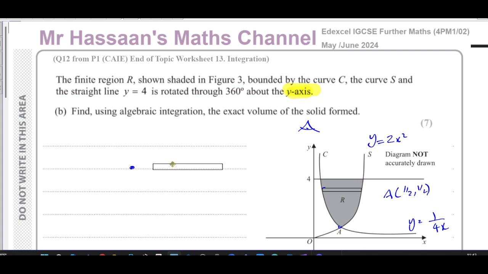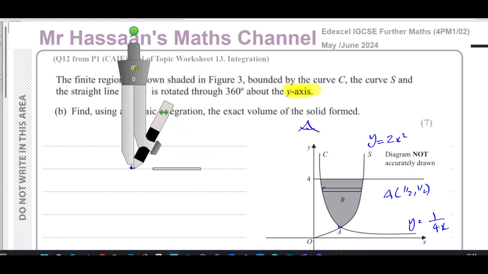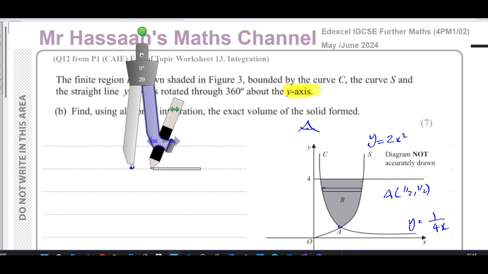Now, what's going to happen is this shape is going to be rotated around this axis here, the y-axis, and it's going to wrap all the way around. So it's going around like this. I'm looking from a bird's eye view from above. So to make life a bit easier, let me just make it a bit neater. I'm going to use a compass to show this. So this part of it would make a circle around the axis.